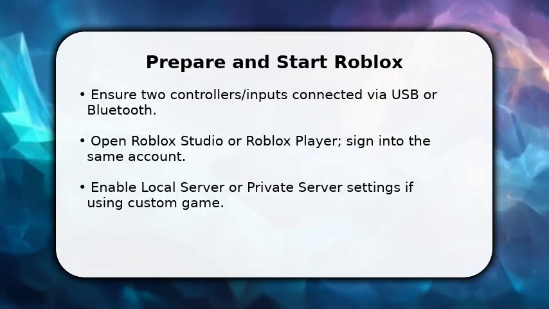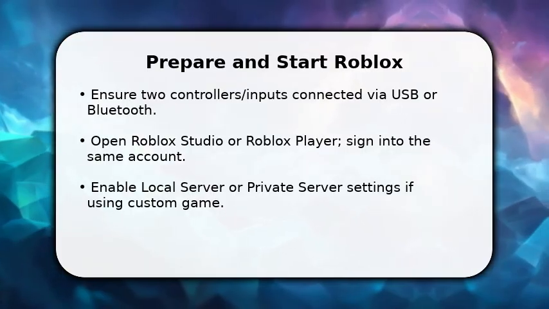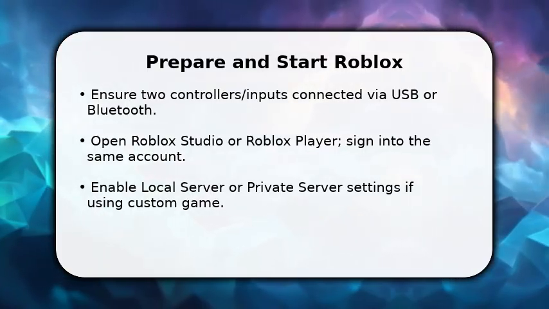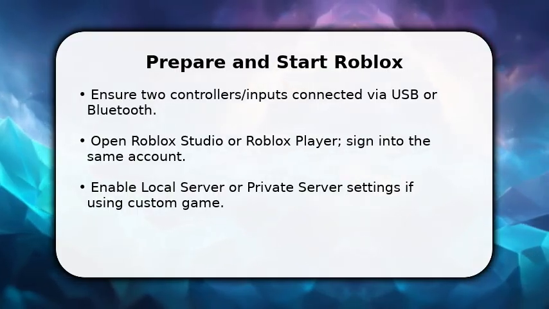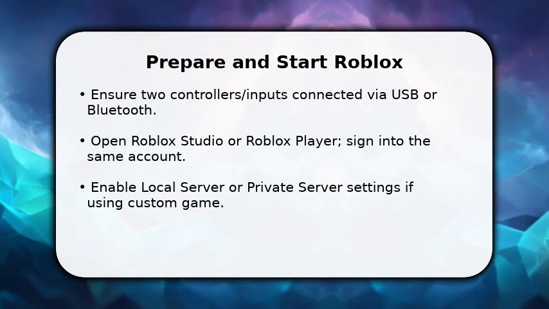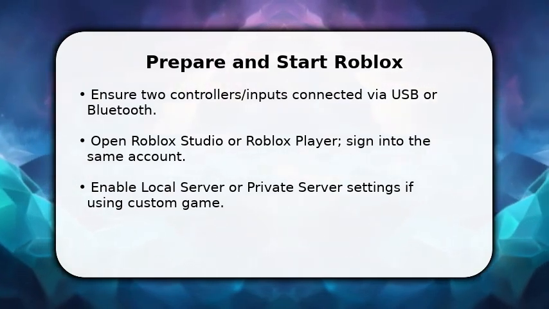Open Roblox Studio or the player and sign in, then load the game you want to run locally. Once done, enable any local server or private server options for testing. This gives you control of player spawning and camera behavior. Make these initial checks now, so the next steps work predictably.